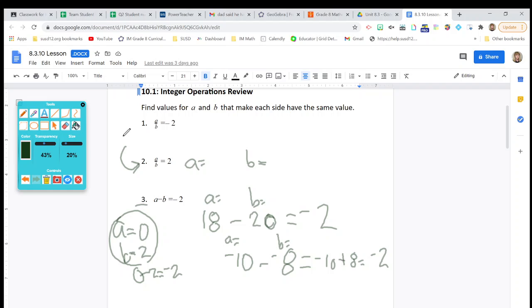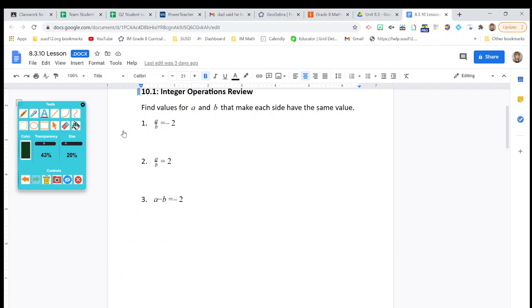Okay, I've given you some examples, but you can give answers that are different from mine because there are many possibilities of A and B such that A minus B equals negative 2. I'm going to keep going, but you need to pause it and do your work. So go back and do that before you move on.